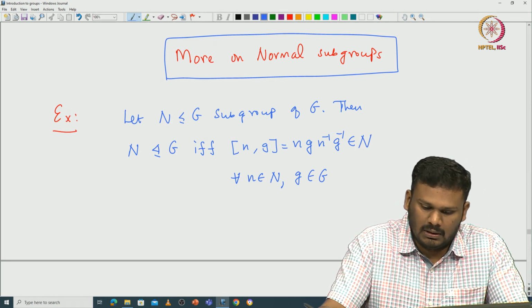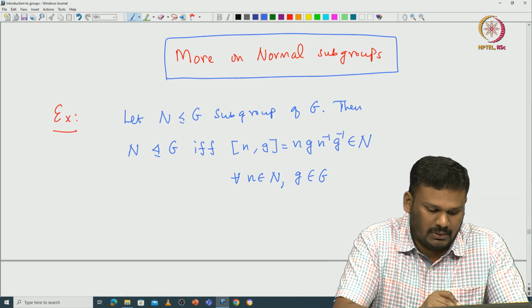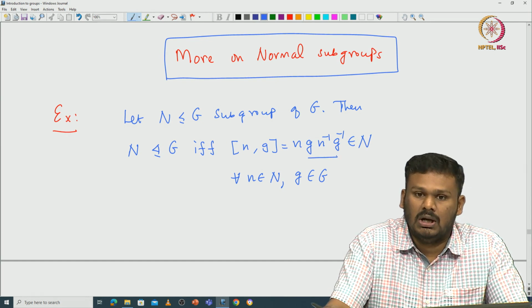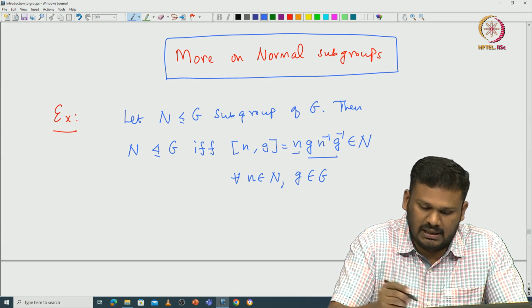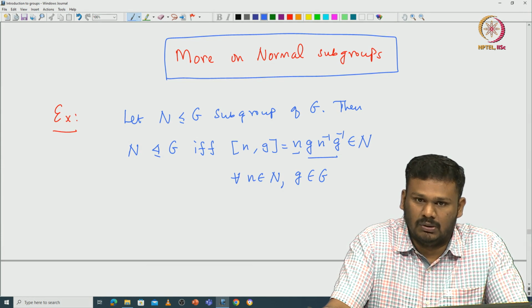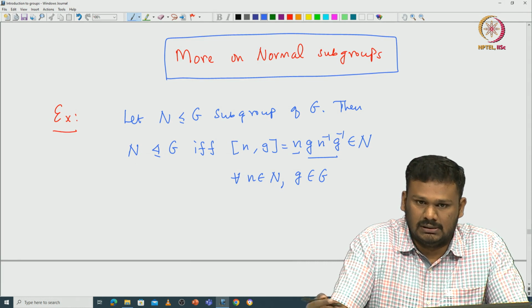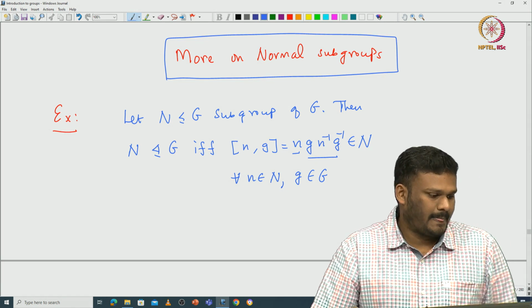By the normalizing property, this normalizer we will come to later, the normal subgroup by definition, if you take the conjugation of any element, g n inverse g inverse, that should be an element in capital N. And since n is already in capital N, the product of these two elements should be in N. So one way is obvious. We are saying that this is also one of the characterizations of normal subgroups. This is something I am going to leave to you to verify.